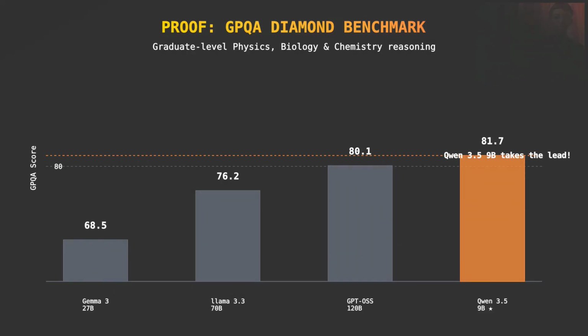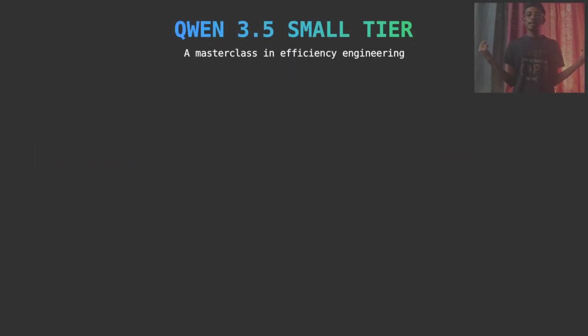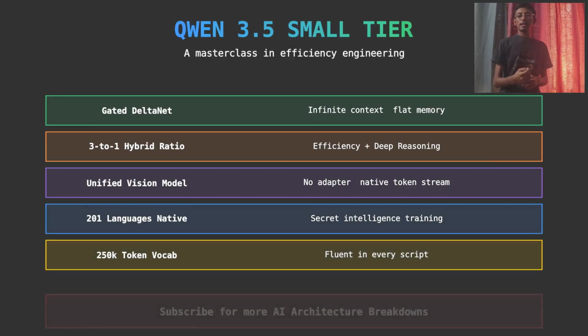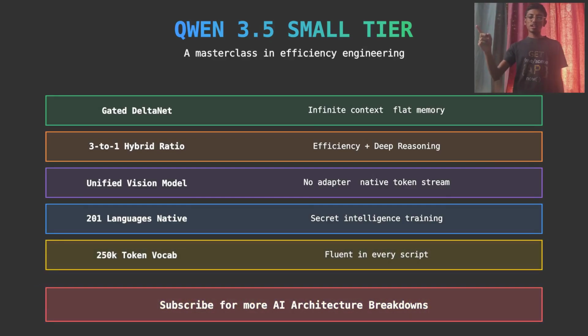So, to sum up: by killing GQA and flattening the memory curve with Gated DeltaNet, mixing it in a 3:1 ratio, ripping out the vision adapter and replacing it with the unified native token stream, and training on a 250,000 token vocabulary across 201 languages, the Qwen 3.5 small lineup is a masterclass in software engineering. The days of needing server farms for complex AI are ending.